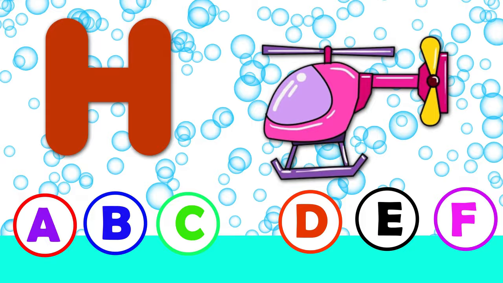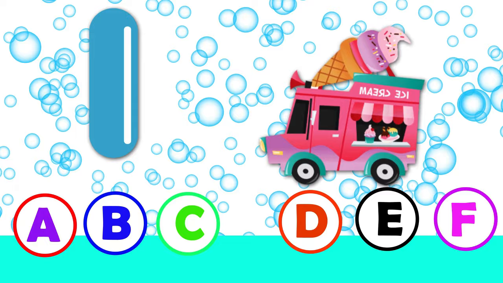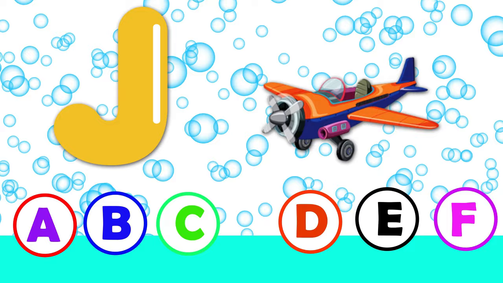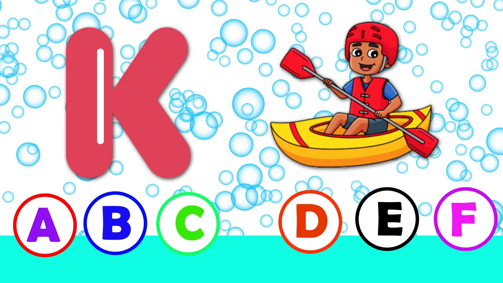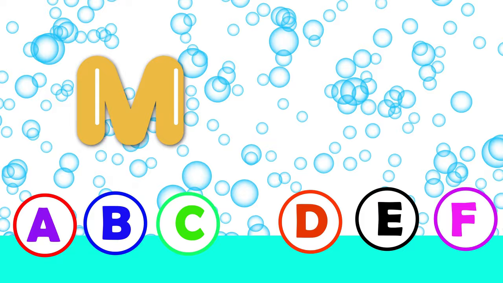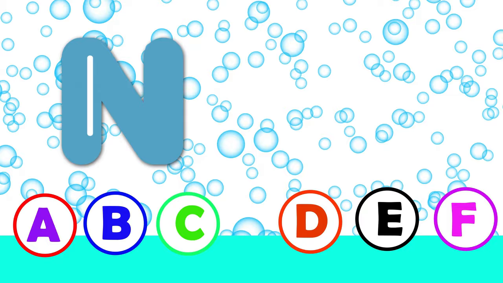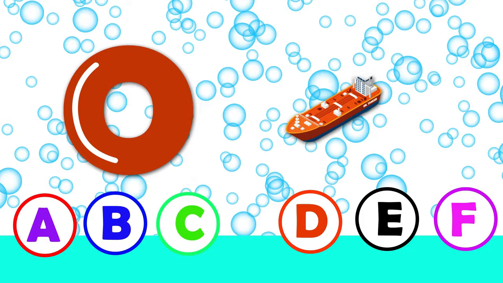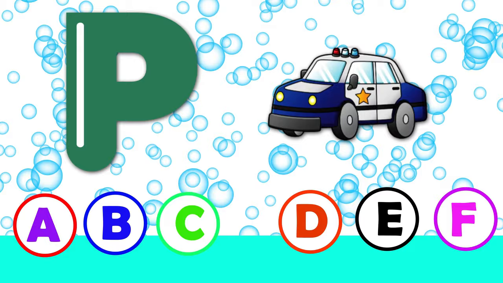I is for ice cream truck. J is for jet. K is for kayak. L is for lifeboat. M is for motorcycle. N is for navy boat. O is for oil tanker ship. P is for police car.